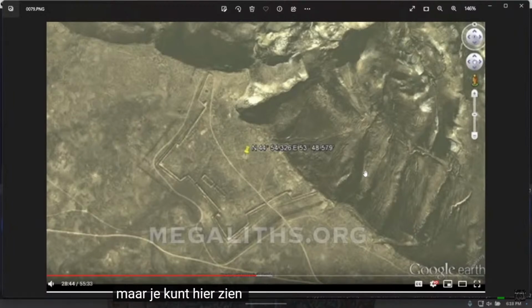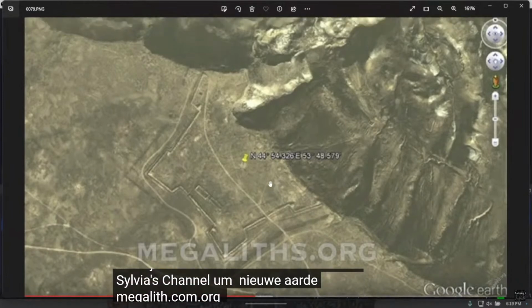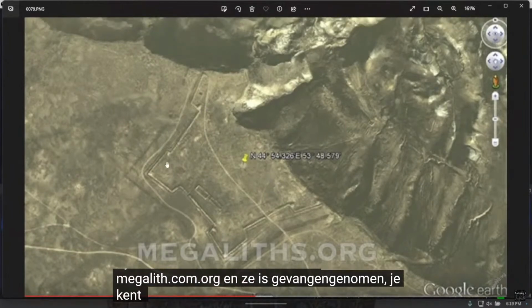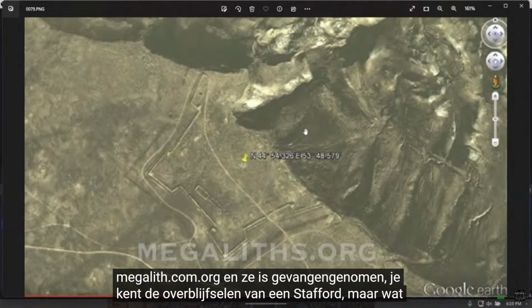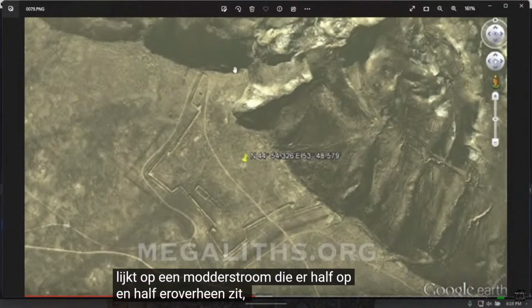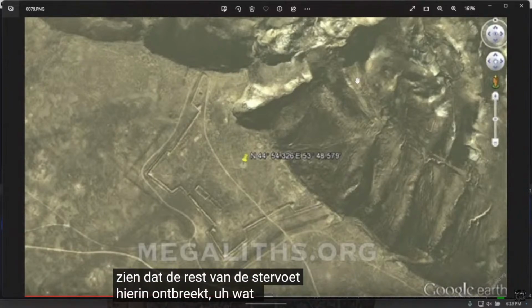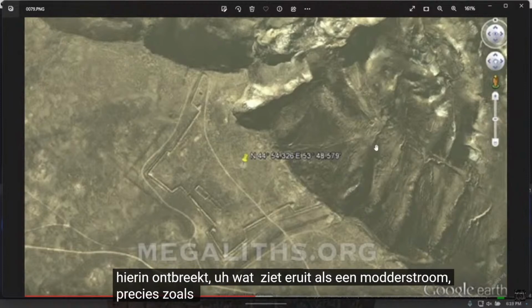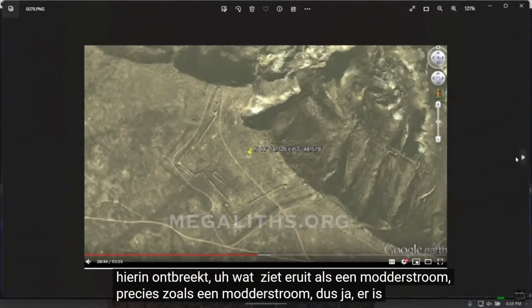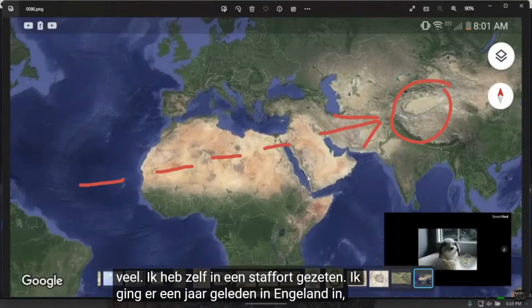Jason. But you can see here, this is one off of Sylvia's channel, New Earth, megaliths.org, and she's captured the remnants of a star fort, but what looks like a mud flow that is half on it and half over it. You can definitely see the rest of the star fort is missing under what looks like a mud flow, exactly like a mud flow. So yeah, there's a lot. I've been in a star fort myself. I went in one a year ago in England.